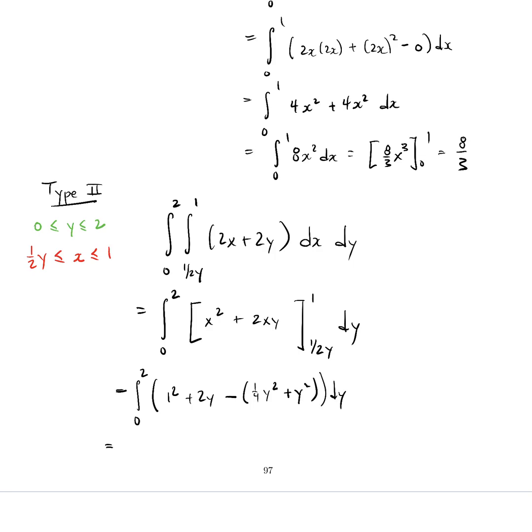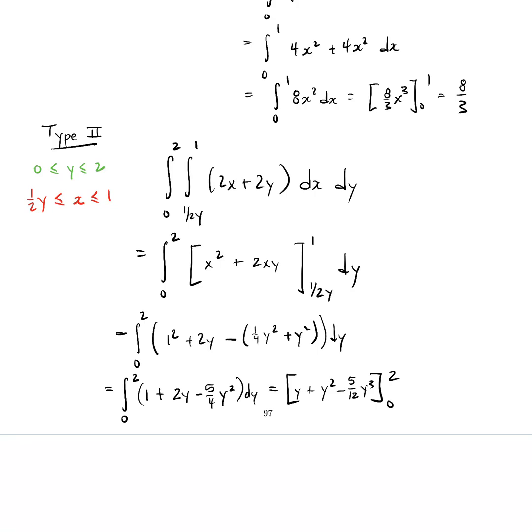Let's clean that up a little bit. So the integral from 0 to 2 of 1 plus 2y, and what do we have here, 1/4, 5/4 minus 5/4 y squared dy. So that is, using the FTC, y plus y squared minus 5/12 y cubed from 0 to 2.